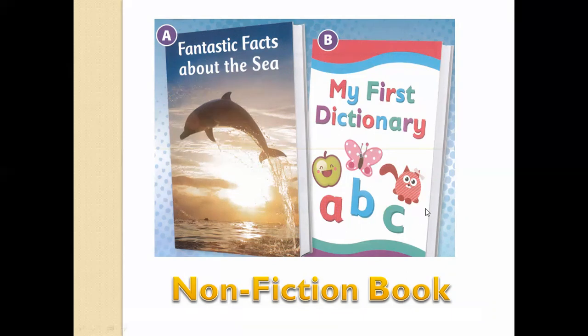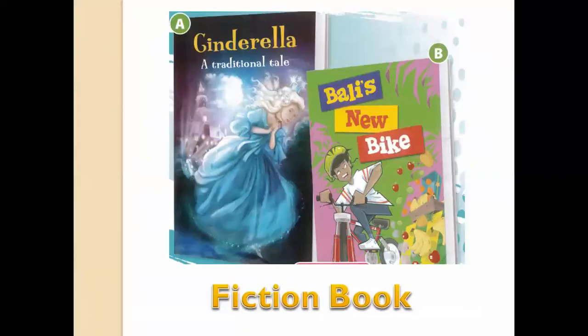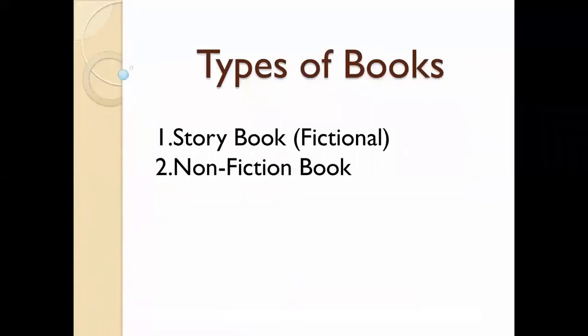So those books that give us information are called non-fiction books. And the books which do not give us information, but are story books, are called fiction books. There are two types of books. Boys, I'm repeating, try to understand the types of book. We have two types of book: storybook, fiction, and non-fiction book.